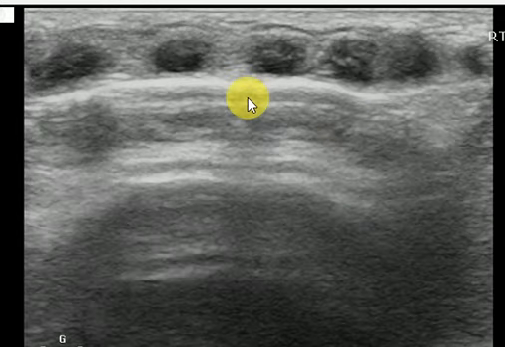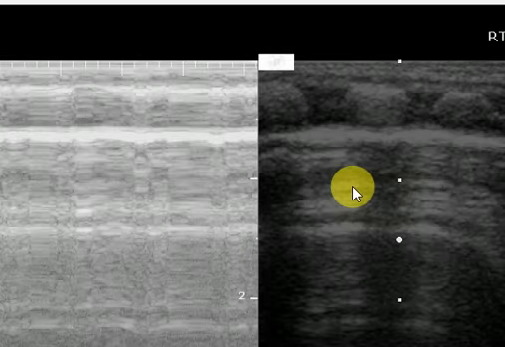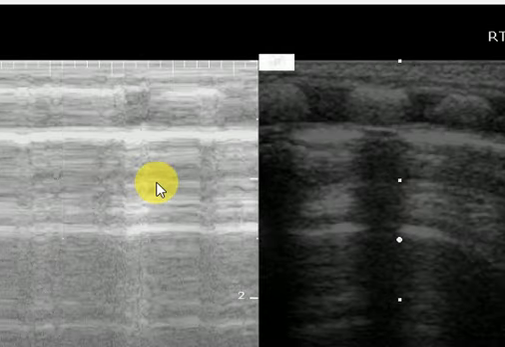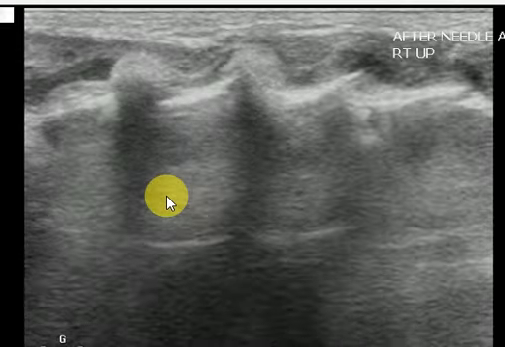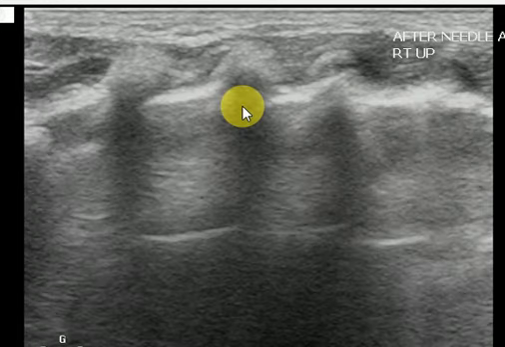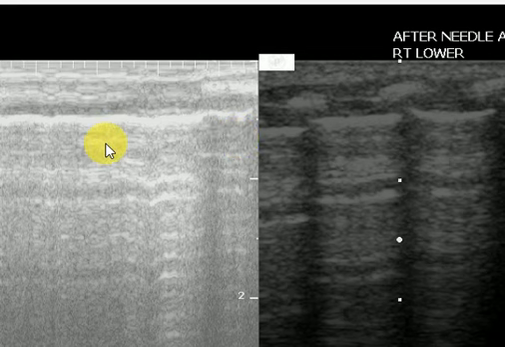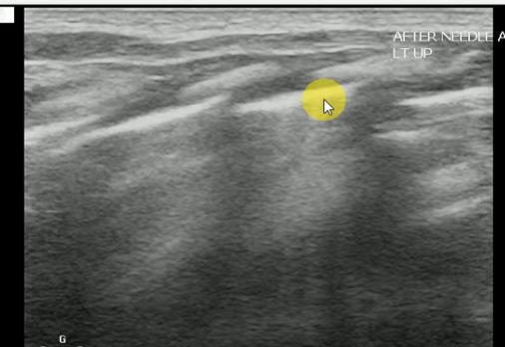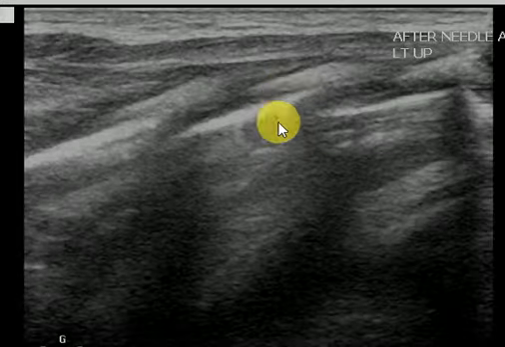See, there is no lung sliding. This is the lung point. Here is the barcode sign. See the lung, normal lung sliding after needle aspiration. This is normal after needle aspiration. See, after needle aspiration, there is sliding. See the sliding.